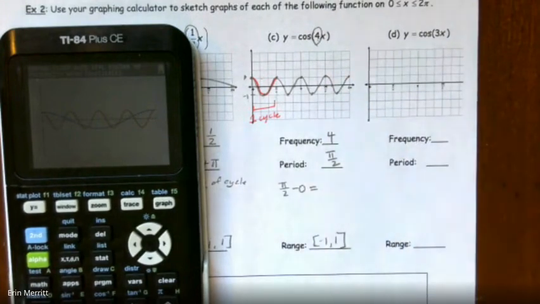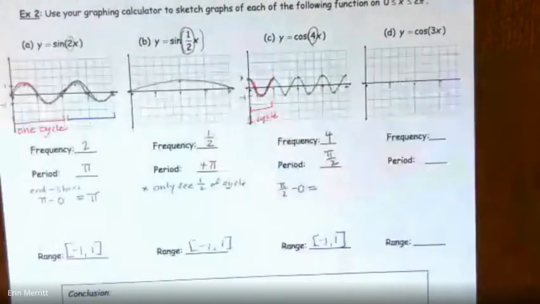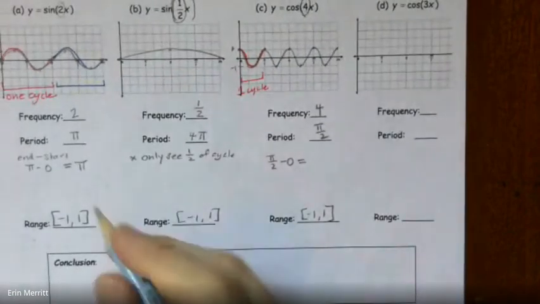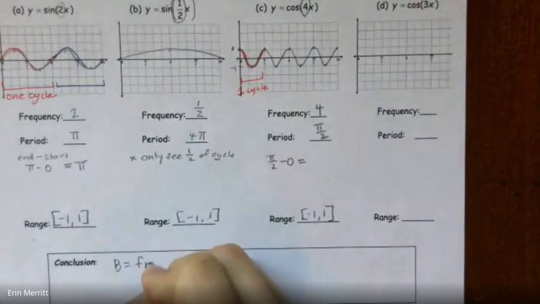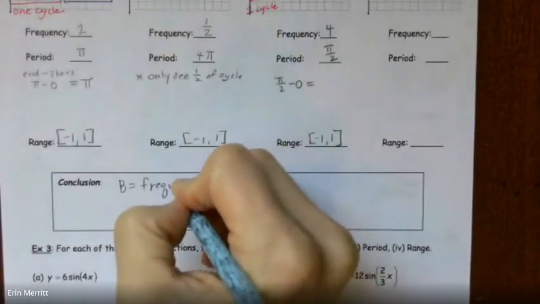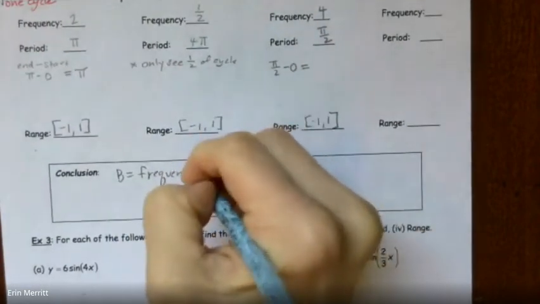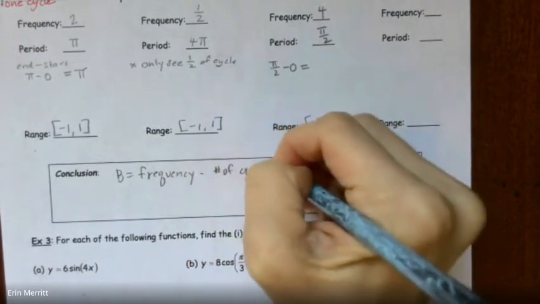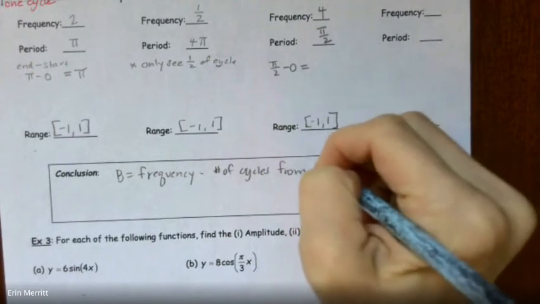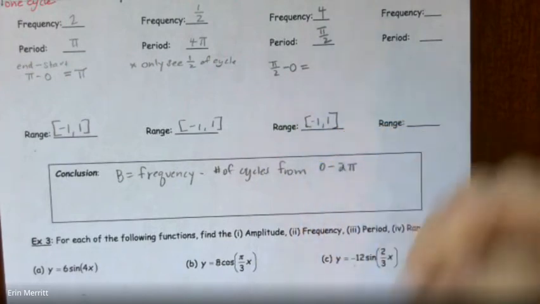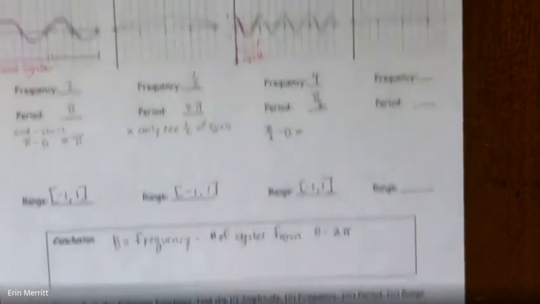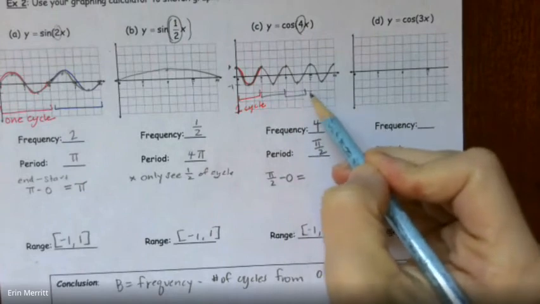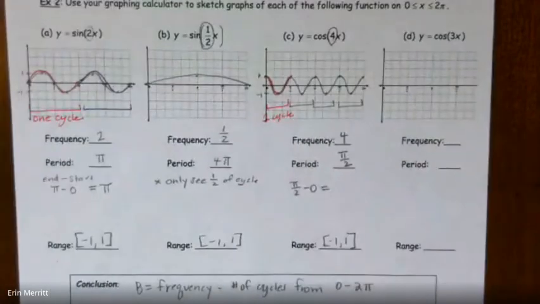Okay, we'll hold off on that last one for right now. In terms of the conclusion here, the frequency or the B value, remember it's the number of cycles from 0 to 2 pi that you'll end up seeing, right? So like that last one, there was 1, here was 2, here was 3. There's the fourth one, right? That's how many cycles that you should see.